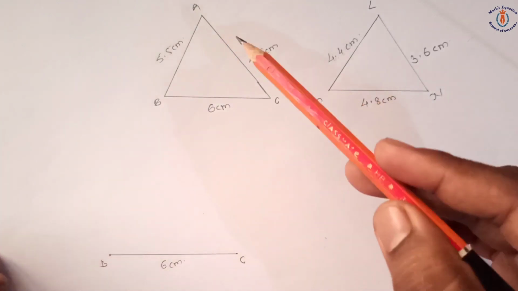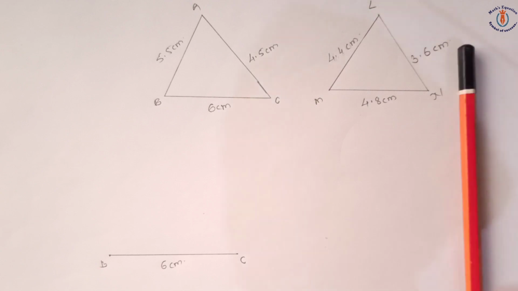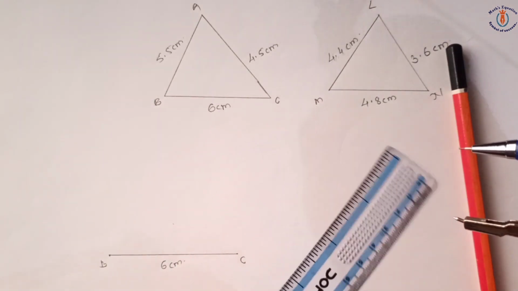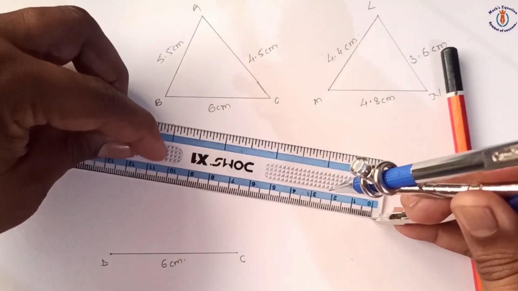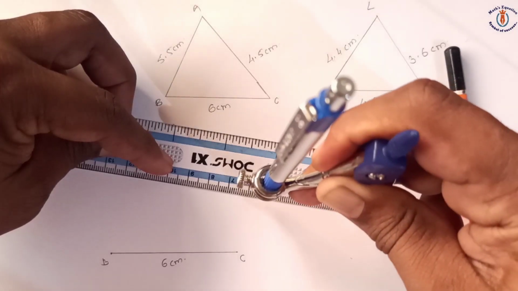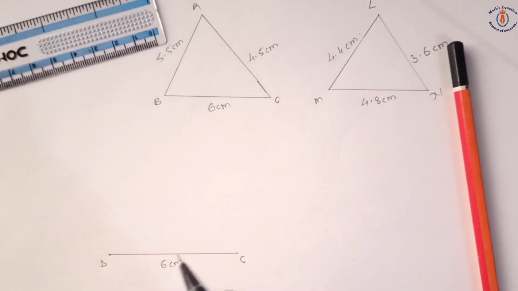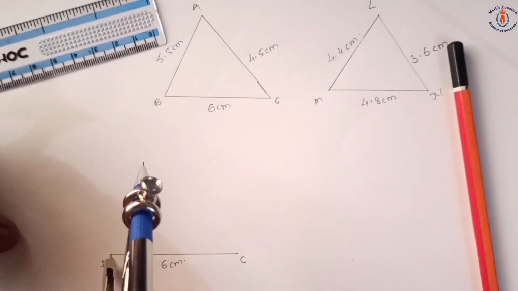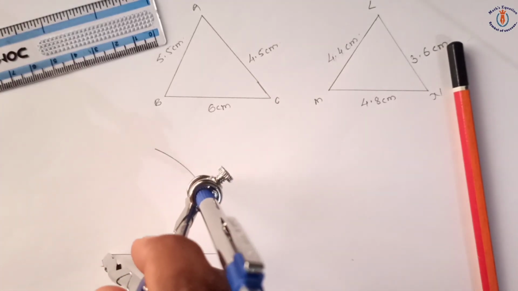Now the distance between B and A is 5.5 centimeter. So let's take that 5.5 centimeter in a compass. We have to take that 5.5 centimeter with the help of a scale, and that 5.5 centimeter is like this. Look at this, 5.5 centimeter here. So hold this compass on point B, like this, and make one arc.